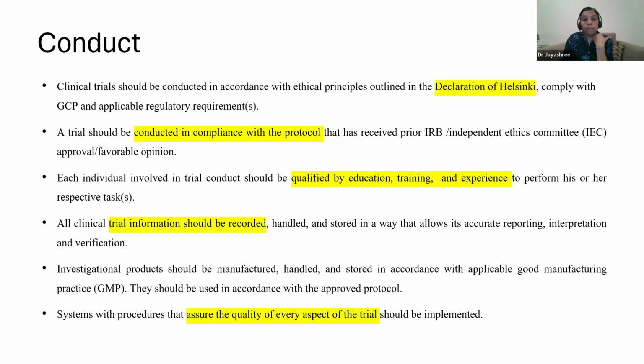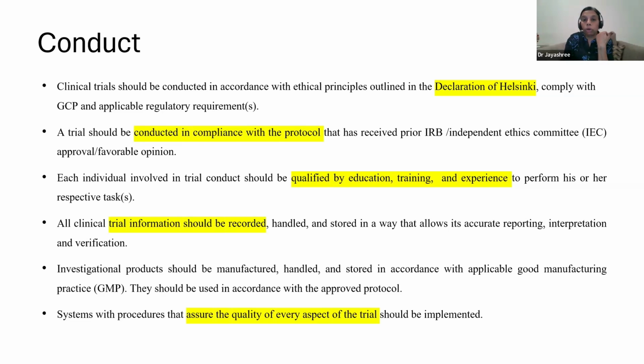The trial should be conducted in compliance with the protocol that has been submitted to the IRB and has been approved by the IRB. If there are any modifications or amendments to this protocol, then it is important from an ethical point of view to resubmit the protocol for the amendments and get a fresh approval from the IRB, and then go ahead with the conduct of the trial.